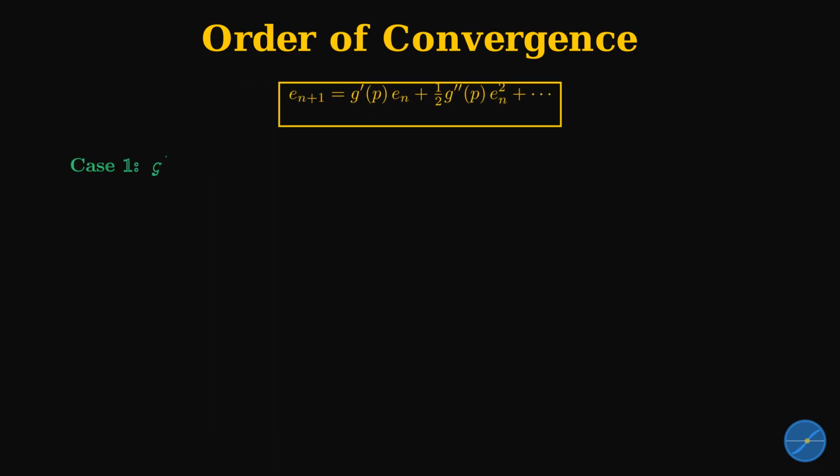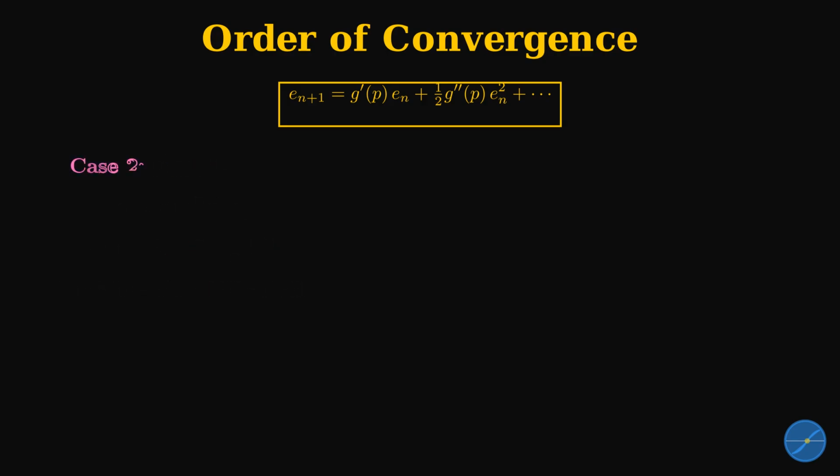Case 1. g prime of p is not 0. Then the first term dominates the tiny e_n squared term. So e_{n+1} is approximately g prime of p times e_n. That's order 1, linear, with rate the size of g prime of p. And we already watched this happen. In the worked example, the error ratio settles to 0.127, exactly the size of g prime of p.